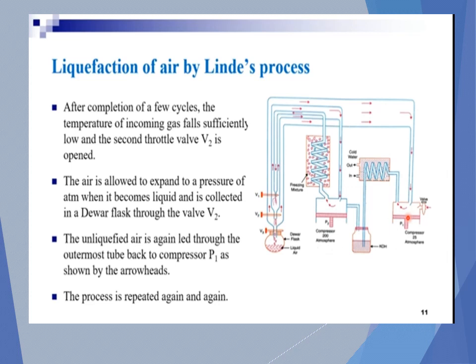After the completion of a few cycles, the temperature of the incoming gas falls sufficiently low and the second throttle valve B2 is opened. At this stage, the cooled air is allowed to expand to a pressure of 1 atmosphere, when it liquefies. The liquid air is collected in the Dewar flask D. The unliquefied air is led back through the tube C to the pump P1 and the process is repeated. The entire arrangement is packed in cotton wool to avoid any conduction or radiation.